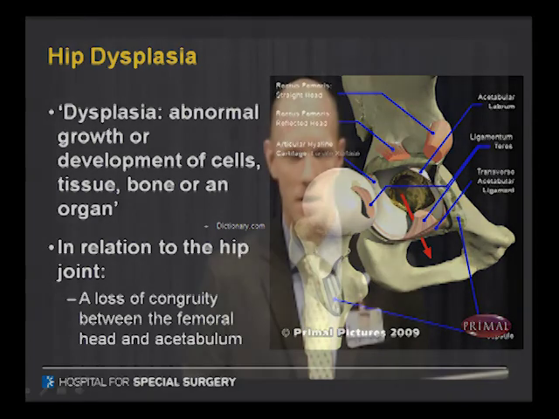And being that every femoral acetabular joint in each human is slightly different from the next, one could reasonably argue that each of us has some bit of hip dysplasia within us.